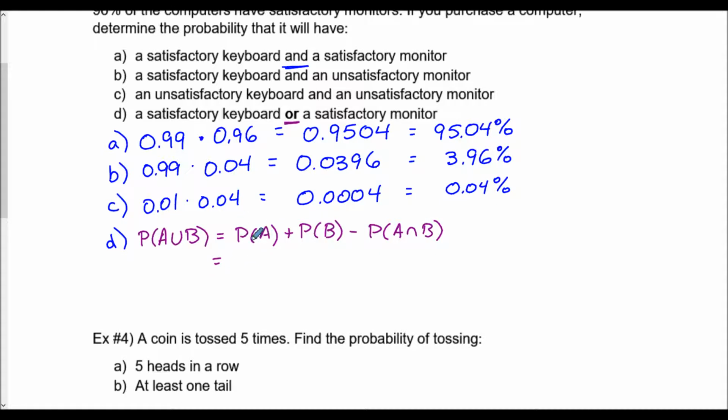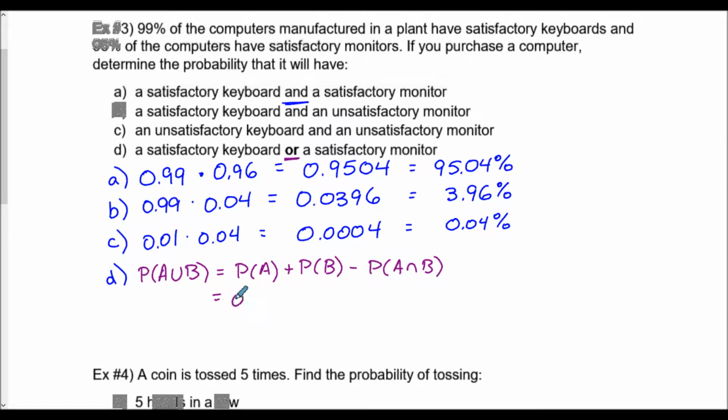So what's the probability that we have a satisfactory keyboard? Well, I think it should be 99%. What's the probability of having a satisfactory monitor? 0.96. Subtracting the probability of having a satisfactory keyboard and a satisfactory monitor. Well, we just calculated that out. Having both of them being good is 95.04%. Oh, sorry, extra decimal.